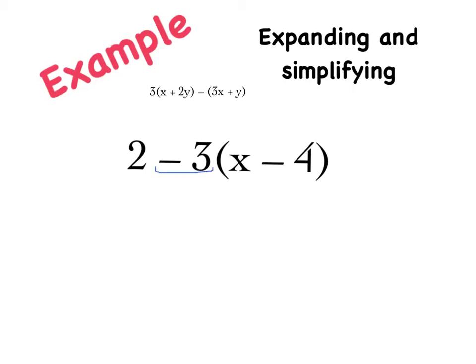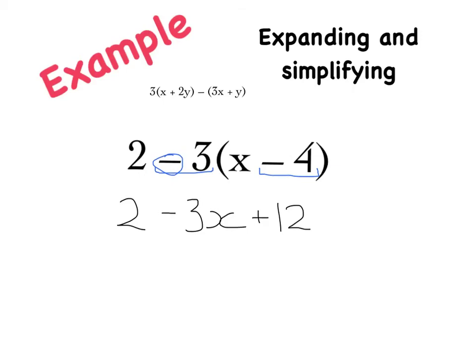How do I know that 3 is a negative? Because I look to the sign in front of it. So it becomes 2, negative 3 multiplied by x, negative 3x. Negative 3 multiplied by negative 4. How do I know it's a negative? Because I've looked at the sign in front of it and it's a negative. My signs are the same. Negative 3 multiplied by negative 4 becomes positive 12. Okay? That's that example there, guys.